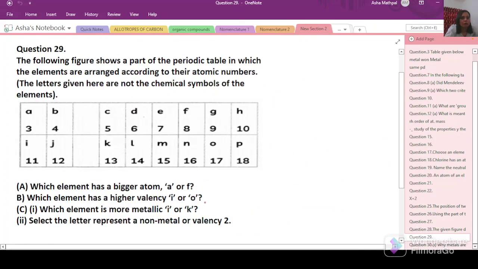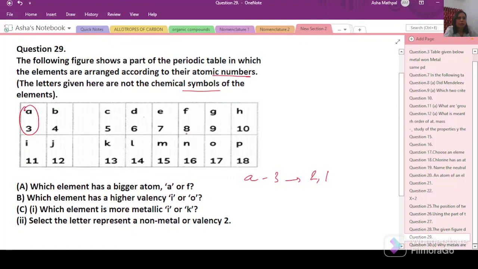Again it is showing a part of the periodic table. The elements are arranged according to their atomic number, and the letters are not the chemical symbols. Which element has a bigger atom, A or F? First of all, look at the position of A. A has atomic number 3, so its configuration is 2, 1. So it has 2 shells, and F is here, its atomic number is 8.